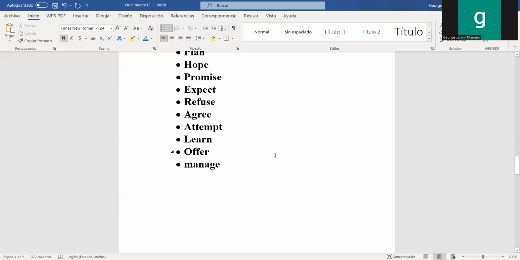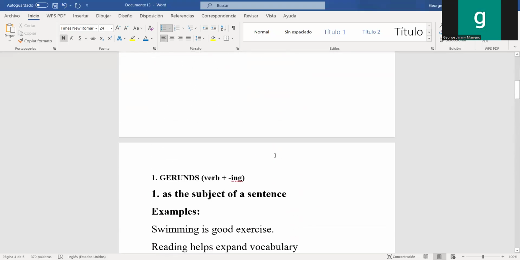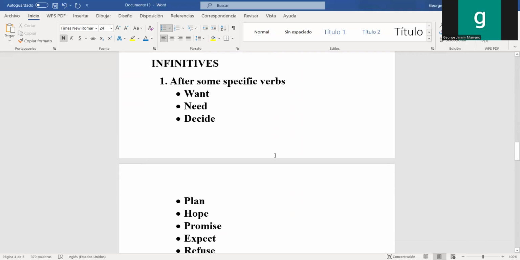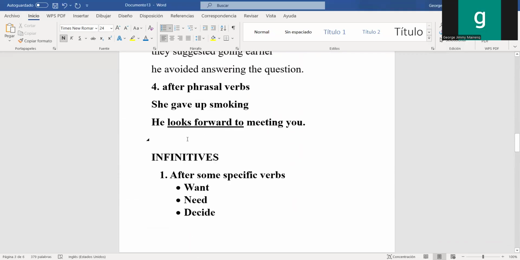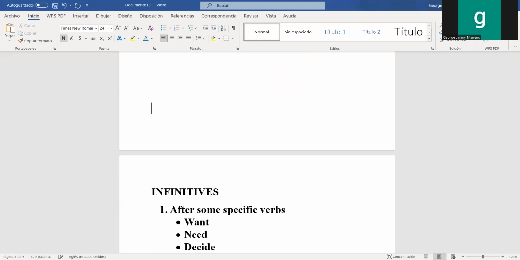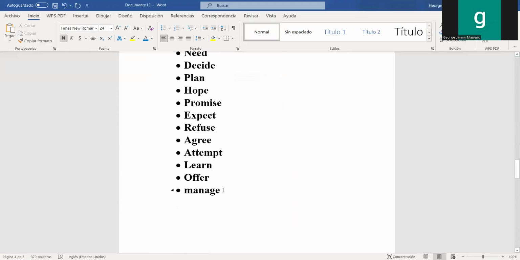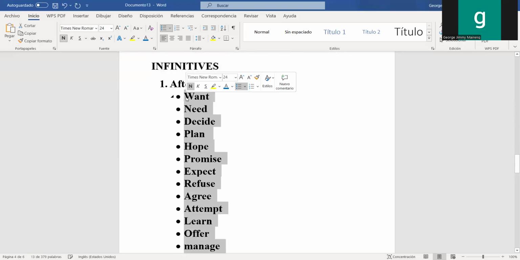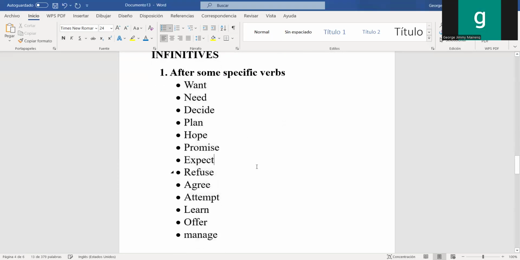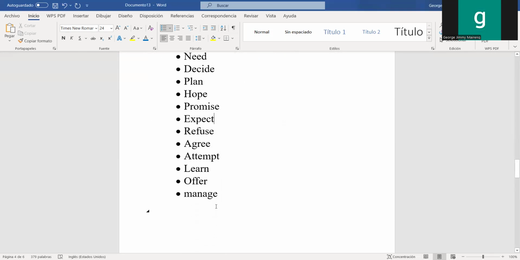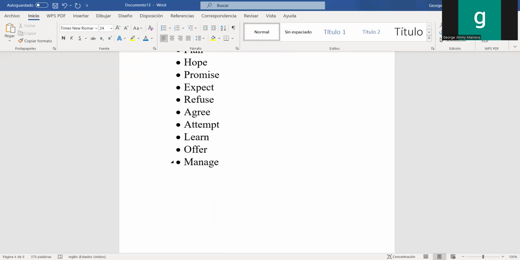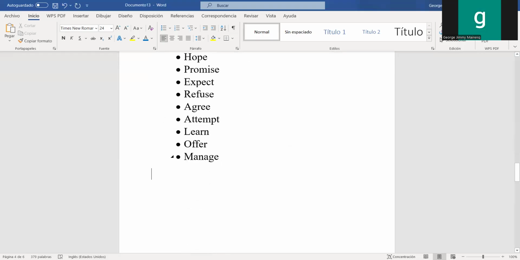Okay, so the same as I was explaining to you with the gerunds. I'm not saying, folks, that just these verbs we have to use with infinitive. No, there are many other verbs that are followed with infinitive form. But these are some examples, okay? So, some of them: want, need, decide, plan, help, promise, expect, refuse, agree, attempt, learn, offer, and manage. So, we got these rules. This is rule number one. So, let's see some examples for these rules.